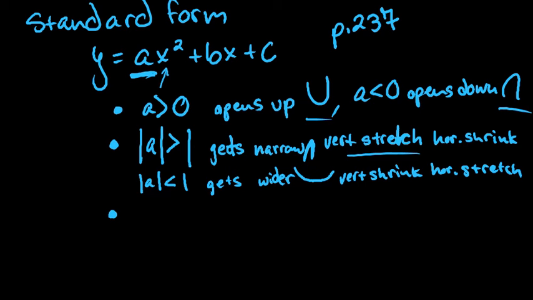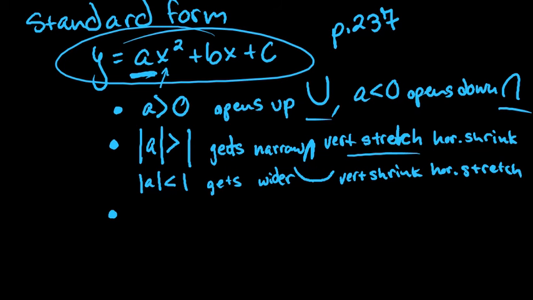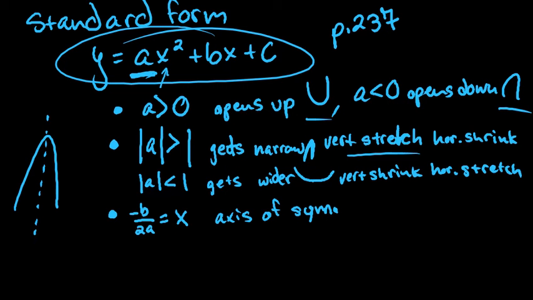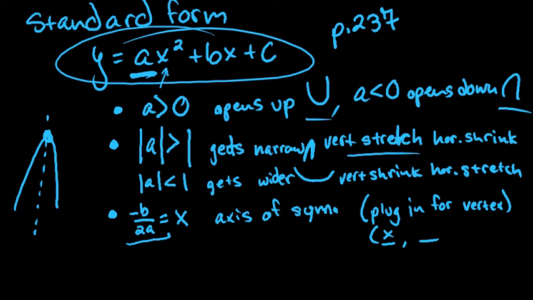Alright, our third bullet point, this is something that we're going to need to memorize from this form. This is for standard form alone. The opposite of b over 2a, negative b over 2a, that gives me an x value. That is our axis of symmetry. So if I have a parabola here, here's my axis of symmetry. On that axis of symmetry is my vertex. So if I plug that back in for the vertex, this is my x value for my vertex. So I would have a coordinate pair then. So that's my x, and then I would need to find my y. That's what I plug back in for.